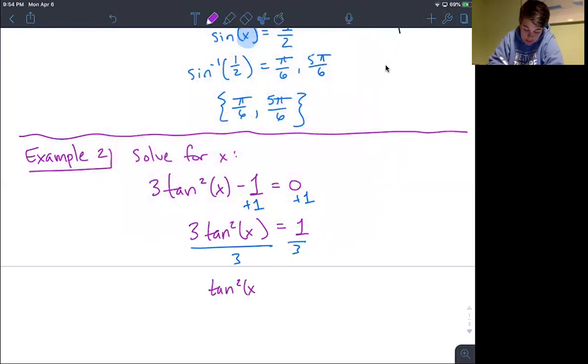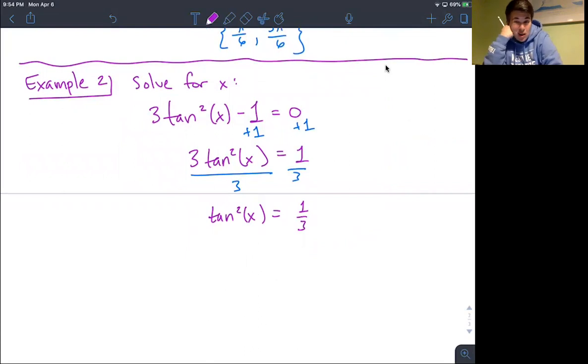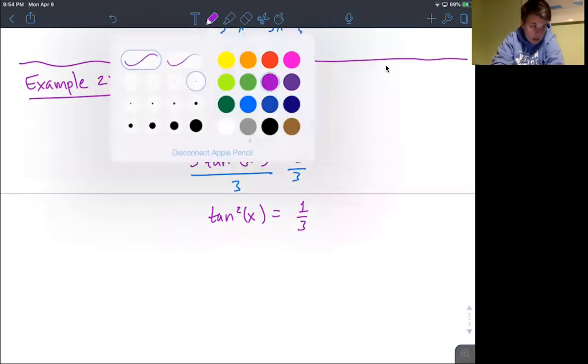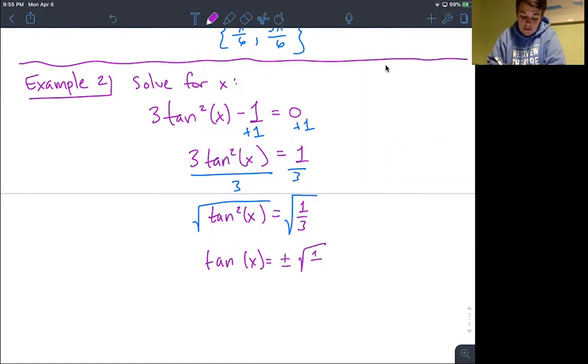So after I divide both sides by 3, I get the tangent squared of x is equal to 1/3. And then we don't want tangent squared, we just want tangent, which means what I need to do is take the square root of both sides there. And so after I do that, I get that the tangent of x is equal to, be careful, we've taken the square root, we're solving, which means that's going to be a positive or negative square root of 1/3, right? So don't forget the plus or minus there.